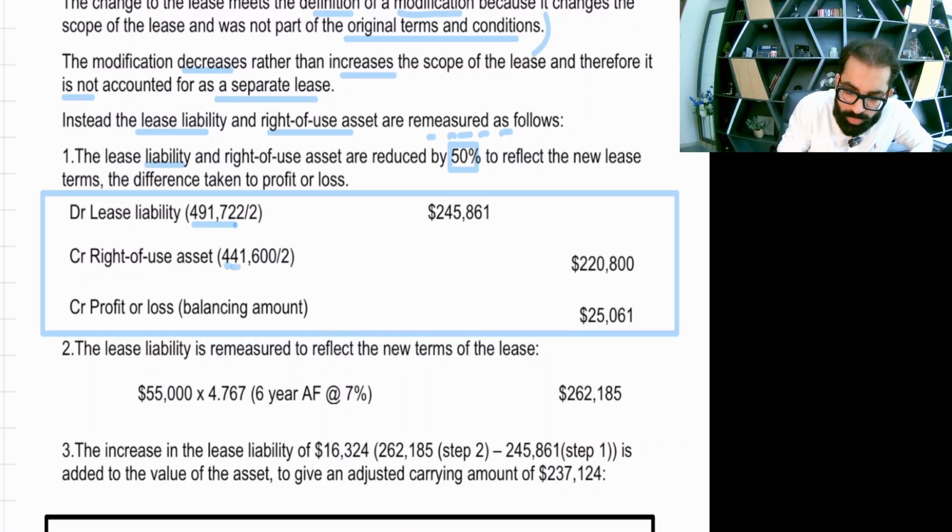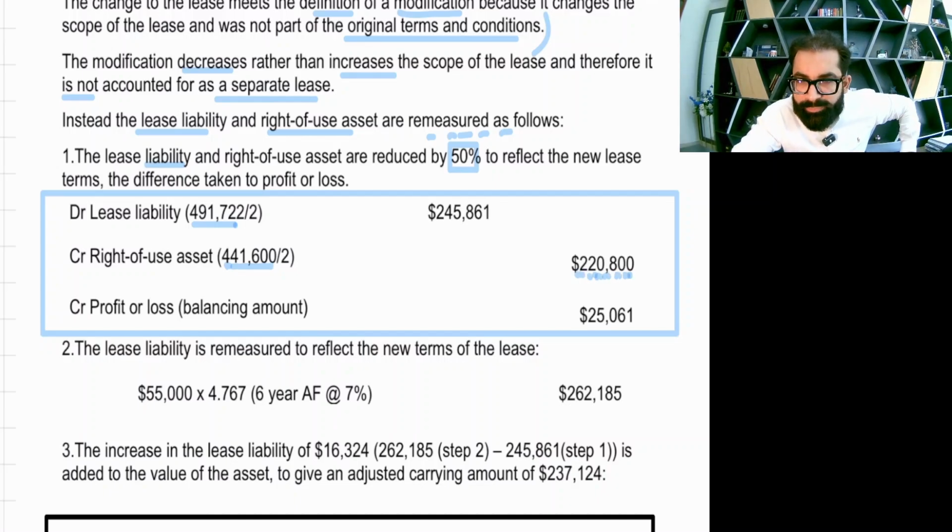Similarly, 441,600 divided by 2, your ROU, your right of use, will go down by 220,800. And when ROU decreases, it goes on the credit side.